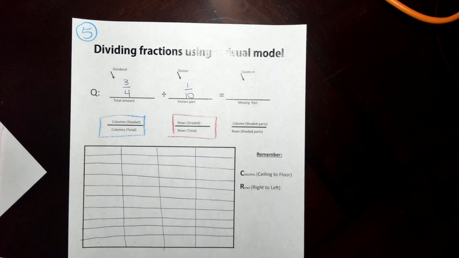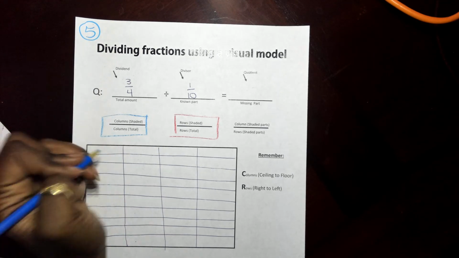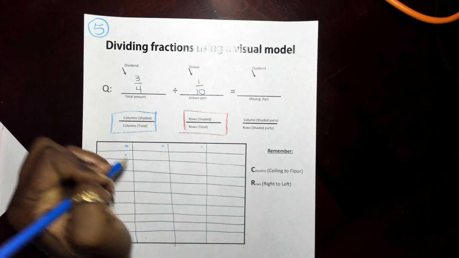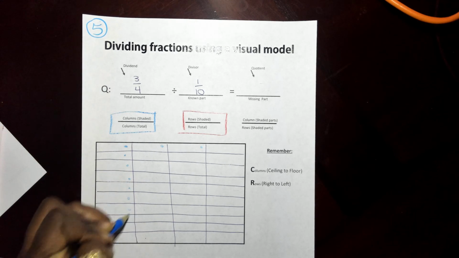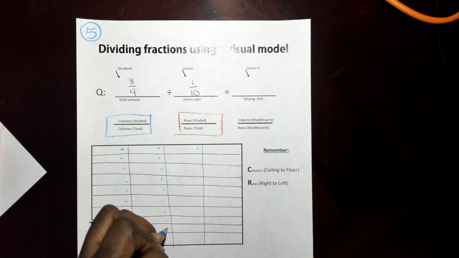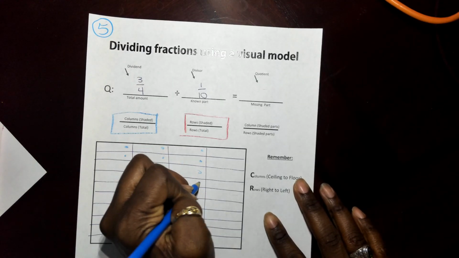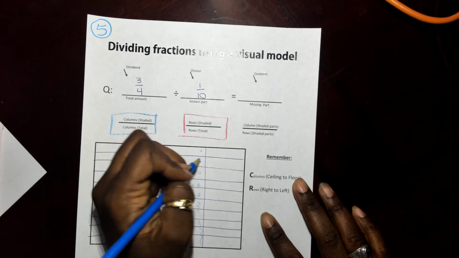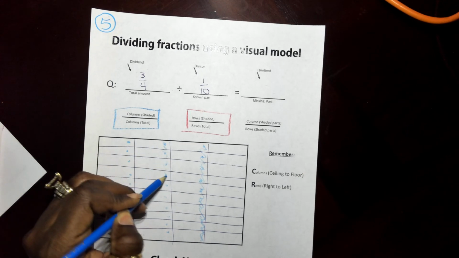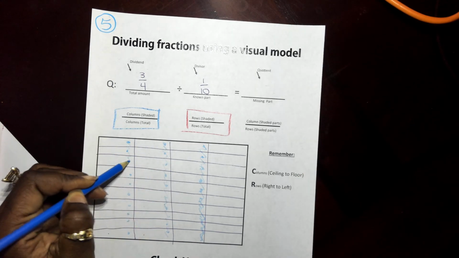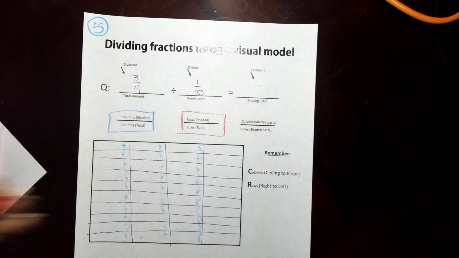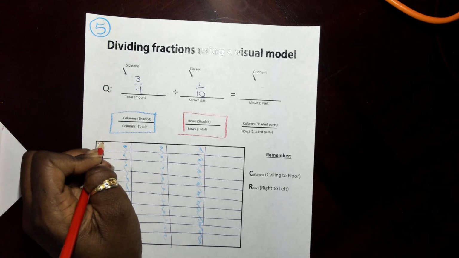For our columns in blue, we're going to shade in 3 full columns. So I'm going to shade in 3 columns, and all of the parts in each of those columns need to be shaded in or marked, however you want to do it. You could even go all the way down like this if you wanted to. All right, so all of those are shaded. And now we need to shade in one full row. In other words, we're going across this way.